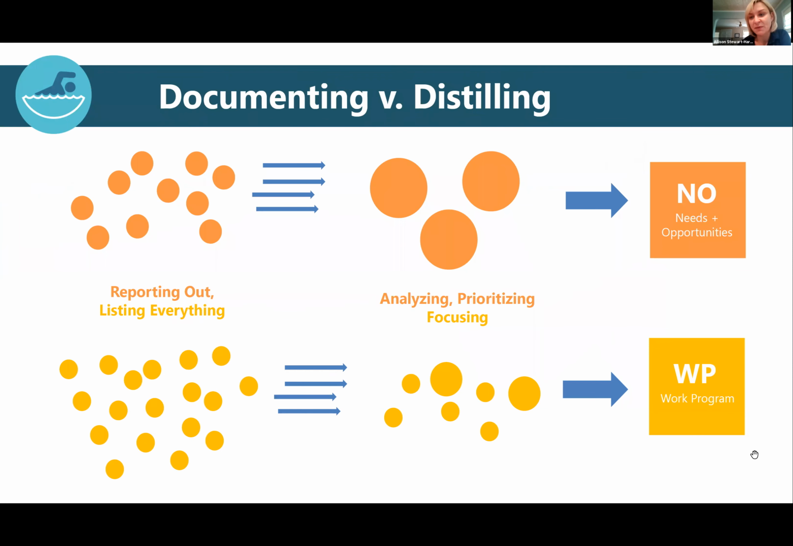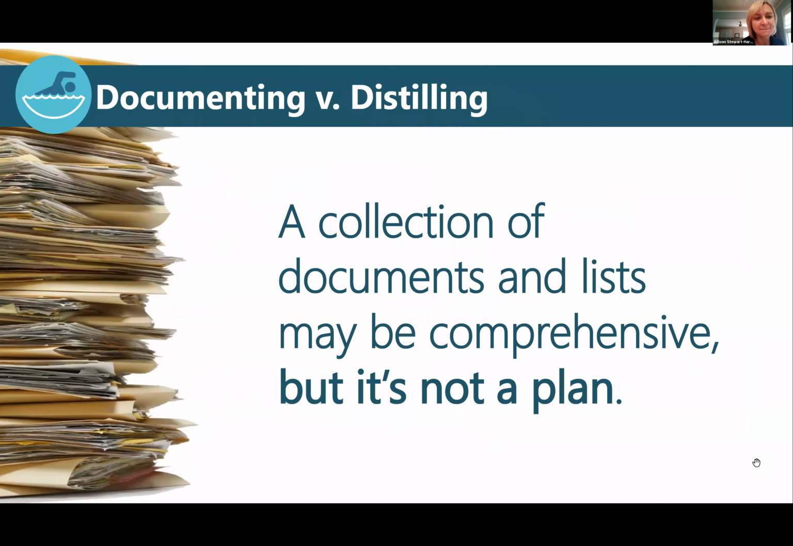I think one of the biggest things to keep in mind is that there's a big difference between documenting and distilling. There's a lot of comprehensive plans out there that document everything, and that's great, and we need to do that. But I think we as planners, it's our responsibility to take it to that next level and say, okay, let's prioritize, let's focus, and let's really identify those key needs and opportunities. Let's really figure out what these real work program items are and make our plans a lot more succinct and easier to use. And again, a collection of documents and lists might be comprehensive, but it's just not a plan.